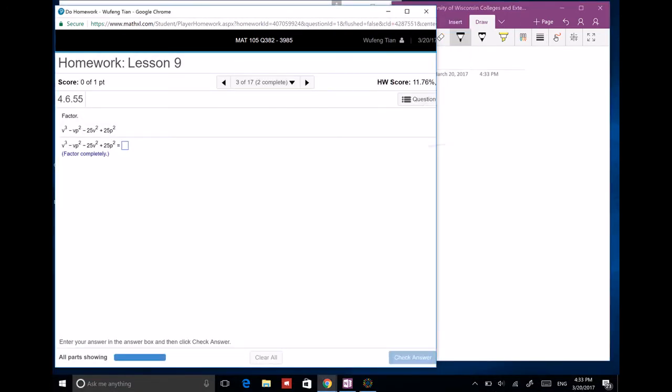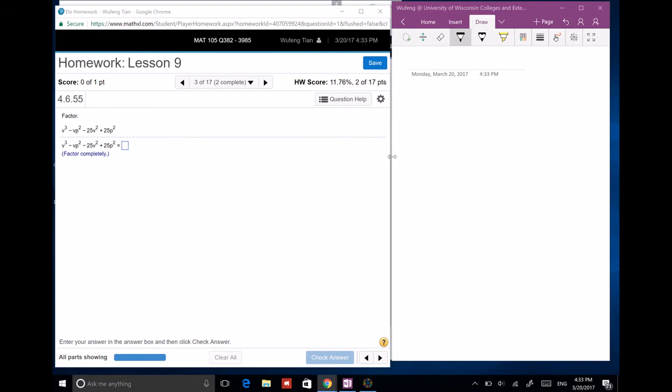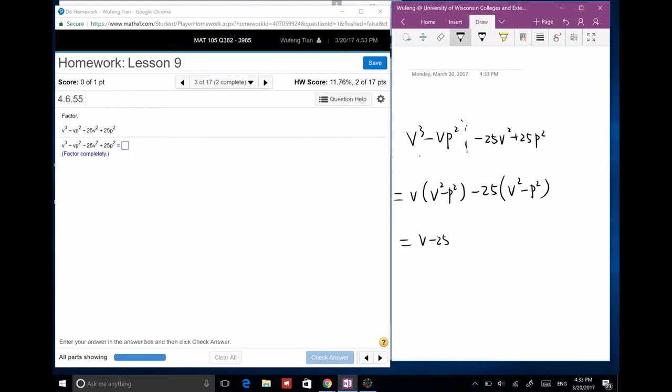Whenever you see 4 terms, you need to use factoring by group, or group factoring. So v cubed minus vp squared, this is the first group, minus 25v squared plus 25p squared, this is the second group. So we factor the v out, so you get v squared minus p squared. Then minus 25 and then v squared minus p squared. So the answer is going to be v minus 25 and v squared minus p squared. This is the difference of squares, so we continue to factor: v plus p, v minus p.